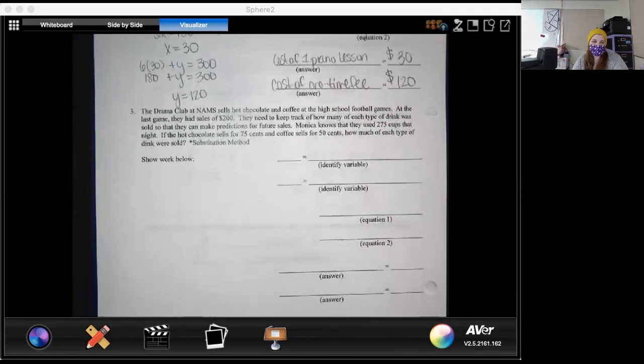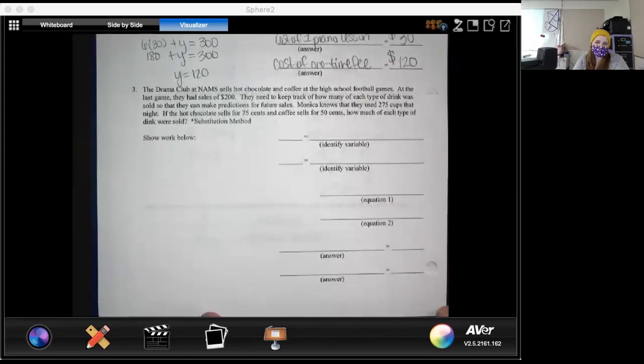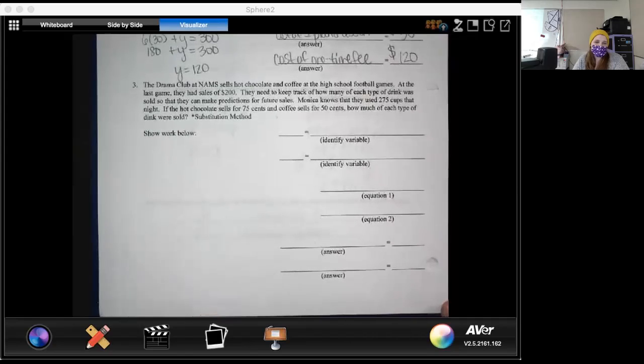Okay, number 3. This again is a longer word problem. You don't need to write every single word down if you're doing this by hand. All right, the drama club at NOMS sells hot chocolate and coffee at the high school football games. At the last game, they had sales of $200. They need to keep track of how many types of drinks was sold so that they can make predictions for future sales. Monica knows that they used 275 cups that night.